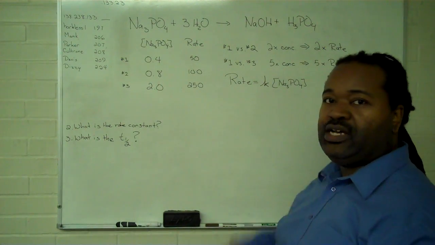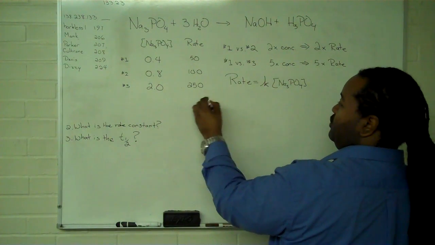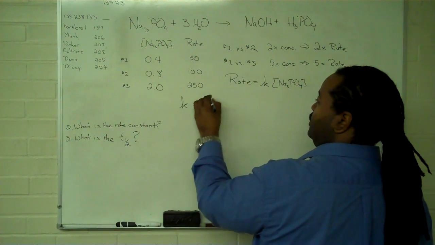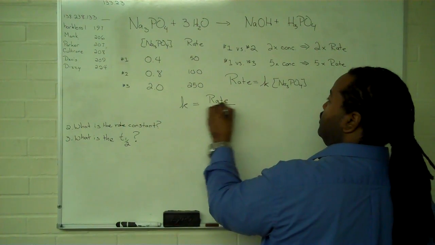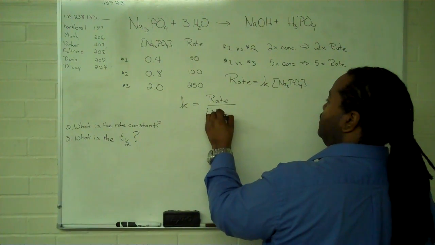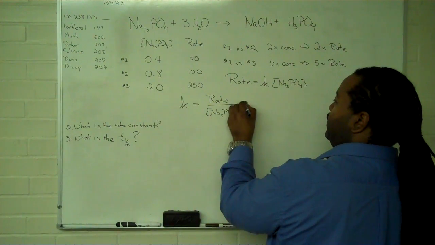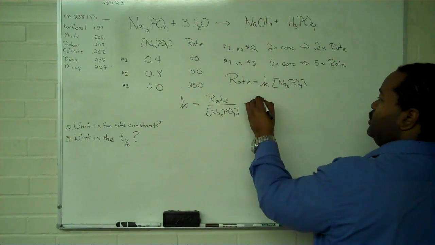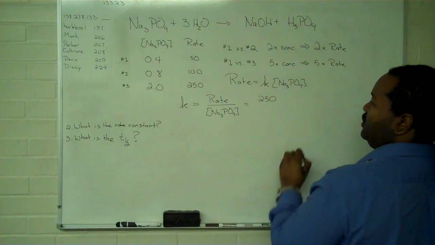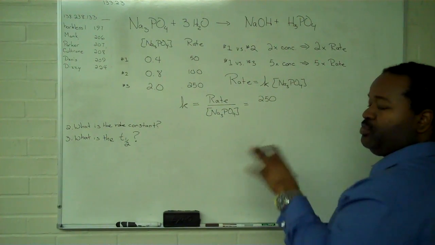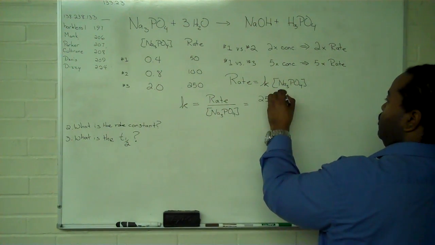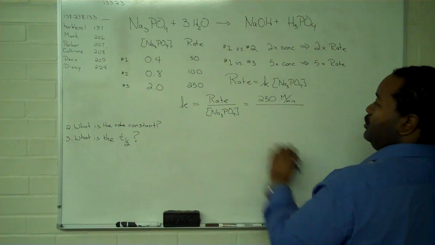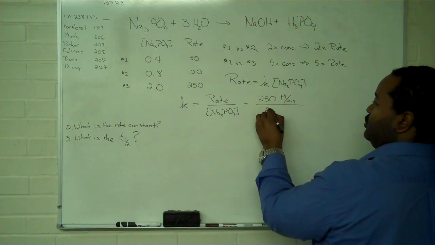To find the value for the rate constant, we have to solve this equation, which is fairly straightforward. We write that the rate constant is going to be the rate divided by that concentration. So we can pick any of the trials. I'll take trial number 3. So if the rate is 250, and we've suppressed the units, but the units for the rate are concentration per minute, and so we just have concentration here, 2.0 molar.